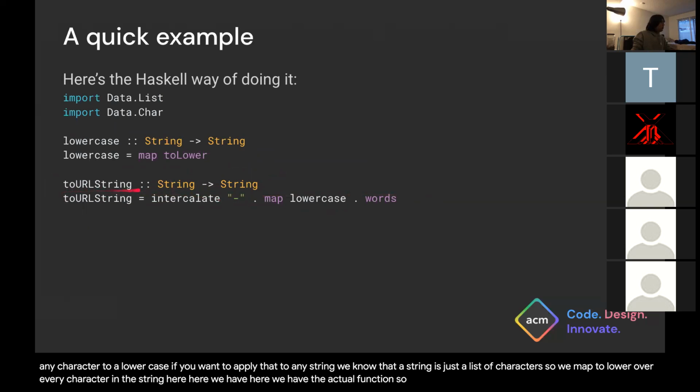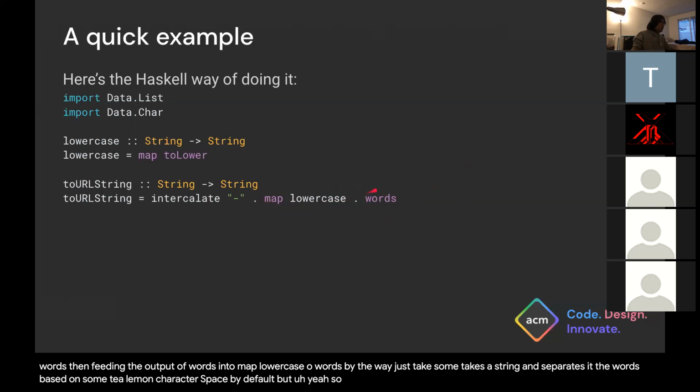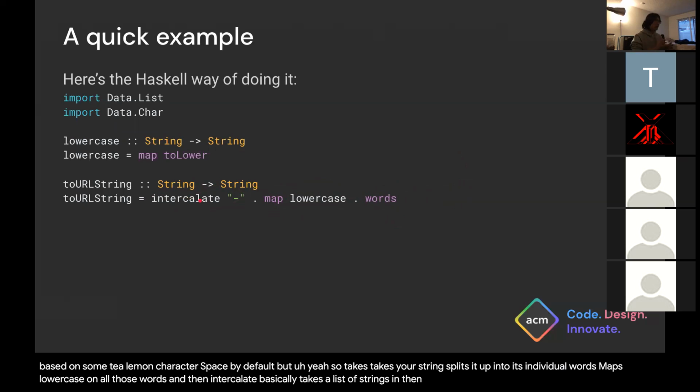So toURL string is equivalent to feeding the input into words, then feeding the output of words into map lowercase. Oh, words, by the way, just takes a string and separates the words based on some delimiting character, space by default. So it takes your string, splits it up into its individual words, maps lowercase on all those words, and then intercalate basically takes a list of strings and then joins them with this delimiting character.